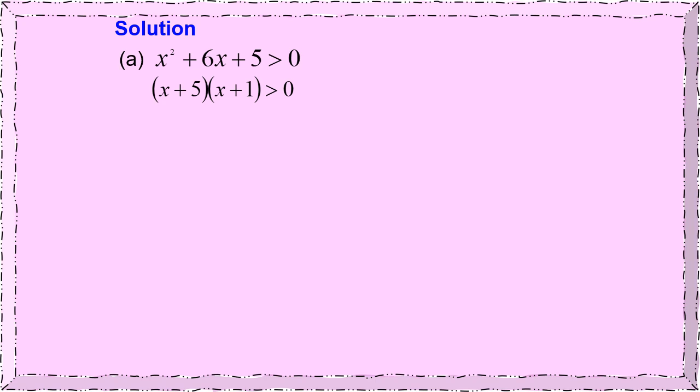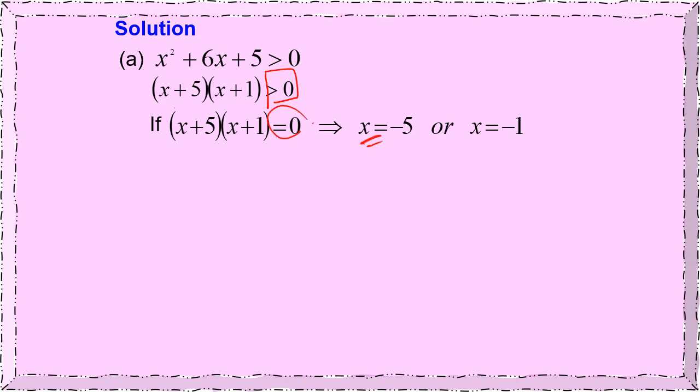Because we have to make sure it's always more than 0, it can be positive, positive or negative, negative. So the easiest way to solve this one is to sketch the graph. If (x + 5)(x + 1) equals 0, this is for the roots, so our x should be negative 5 and negative 1. On our graph, this is a smile graph, positive x squared, with two roots, which are negative 5 and negative 1.